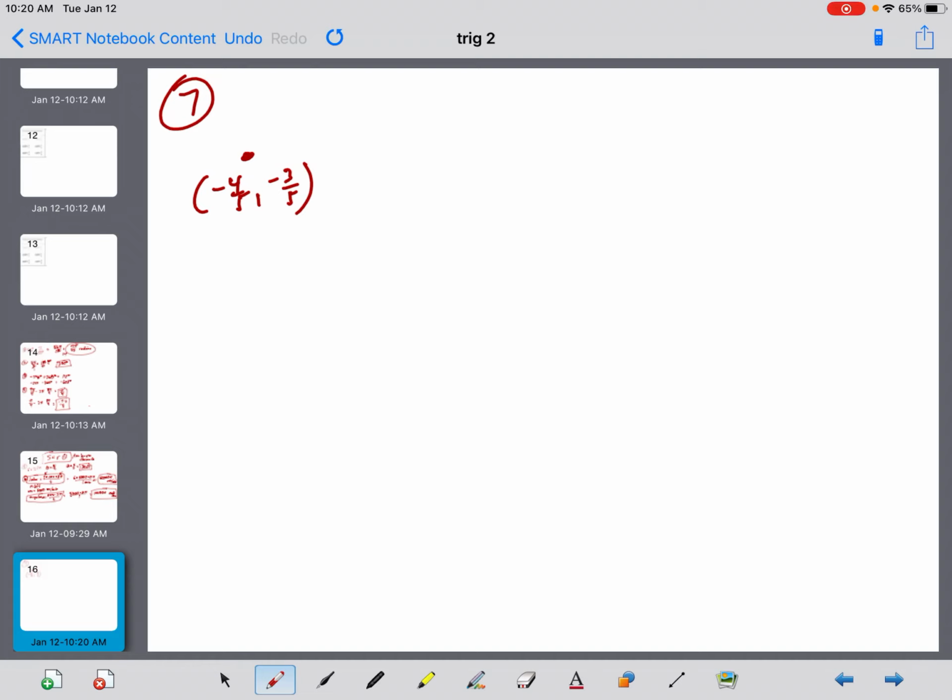The sine of theta is the y value. So sine of theta is, here's x, here's y, negative 3/5. Cosine is the x value. Cosine theta is negative 4/5. And tangent is y divided by x. That would be negative 3/4, because the 5s would cancel, so it'd be negative 3 over negative 4, so it's just positive.